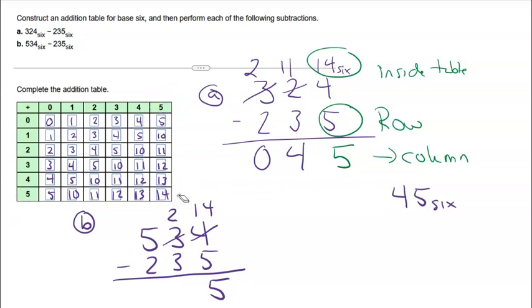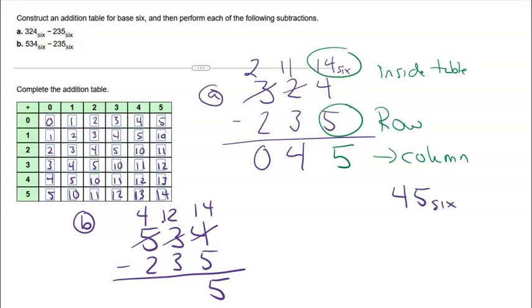Let's try this again. So I can't subtract 3 from 2. 2 is my minuend, 3 is my subtrahend. My subtrahend cannot be bigger than my minuend, which means I have to borrow. So I'm going to borrow one of these 6 to the seconds and make 4 of them. And then that's going to move to the next column and add an extra one there.